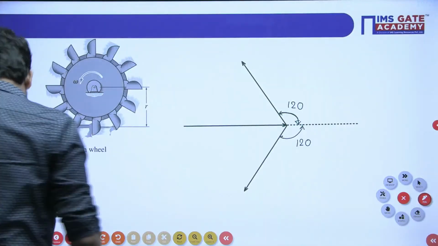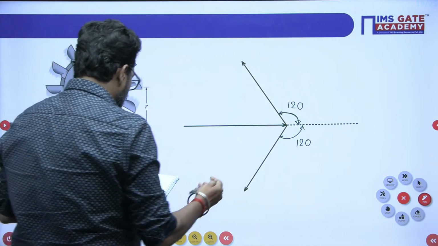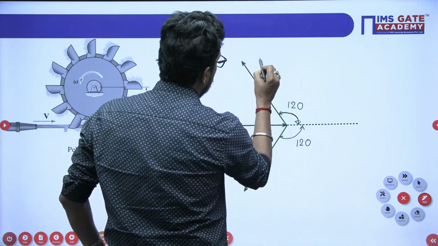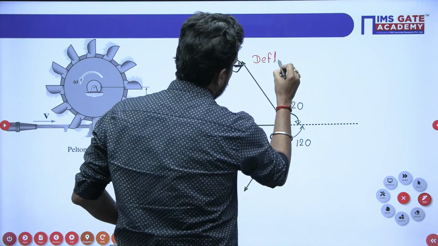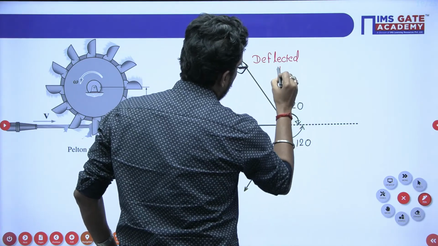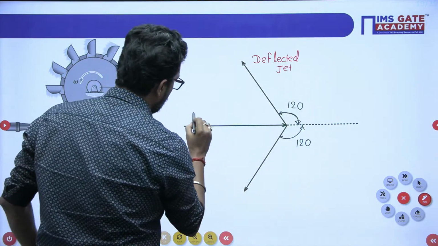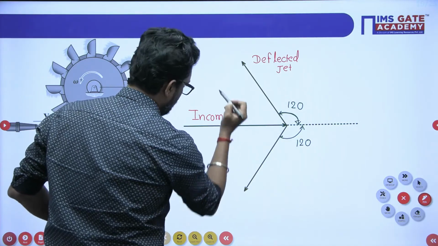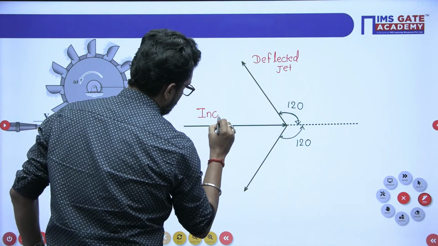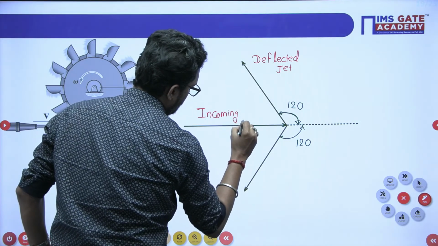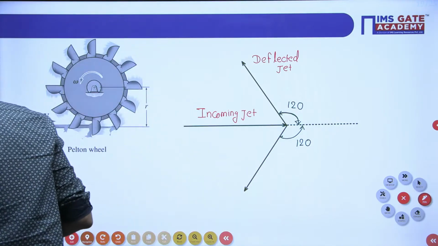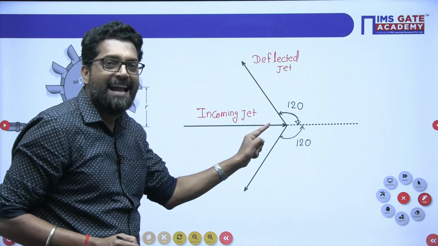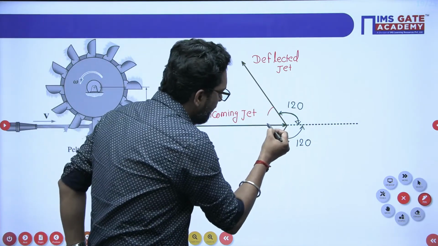So this is your splitter. Now my dear, this is your incoming jet and this is your deflected jet. If you draw the velocity triangle, this is the straight line, and you have to take this triangle as the responsible triangle.